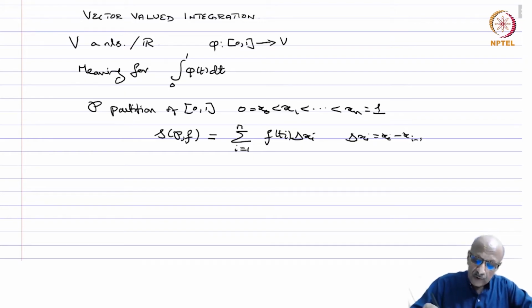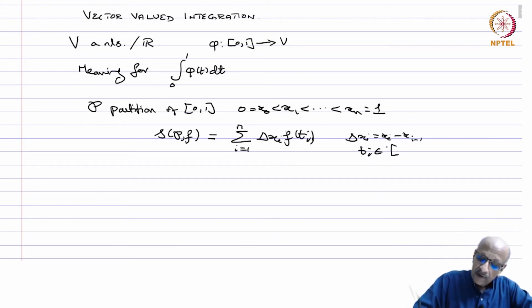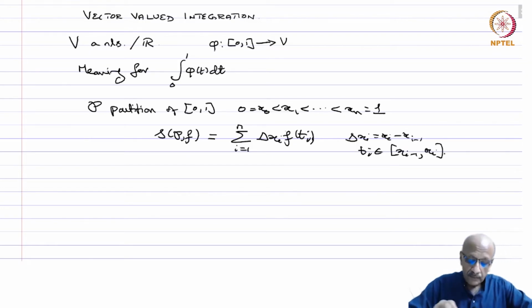So suppose we do the same thing. Now of course delta xi must be written in the front because f of ti is a vector and delta xi is a scalar. So we will write here delta xi times f of ti, where ti belongs to the interval [x(i-1), xi]. So this notation is a bit faulty, but it doesn't matter. It doesn't take into account which t's we are talking about.